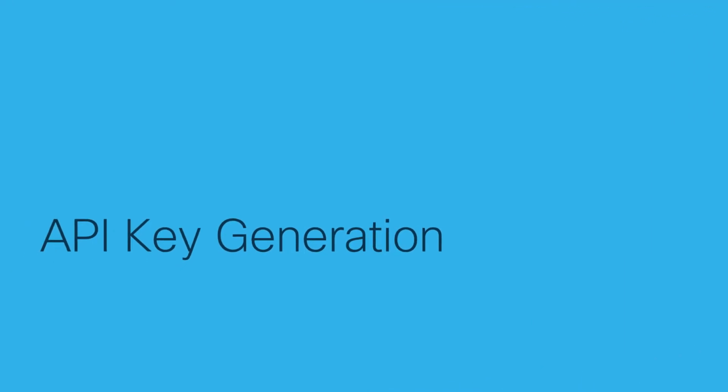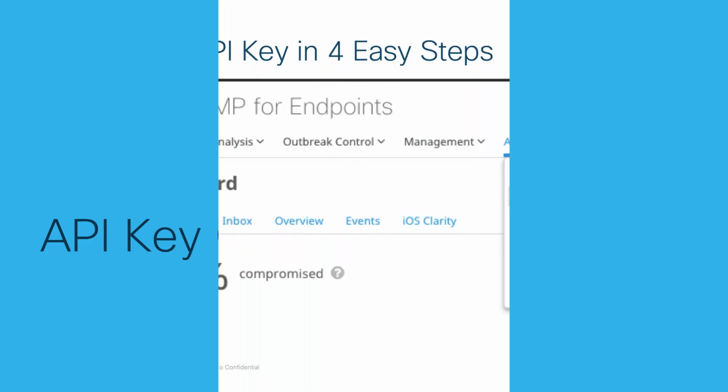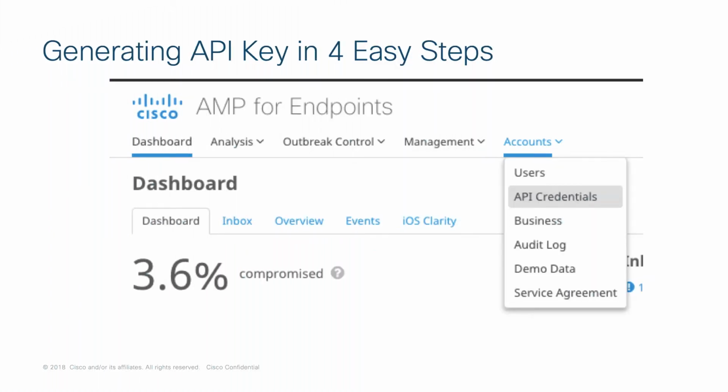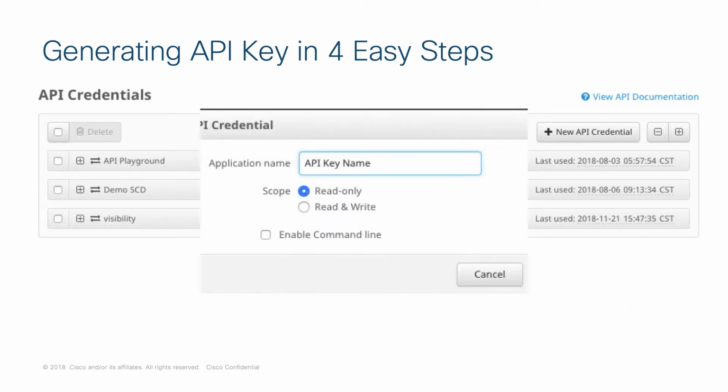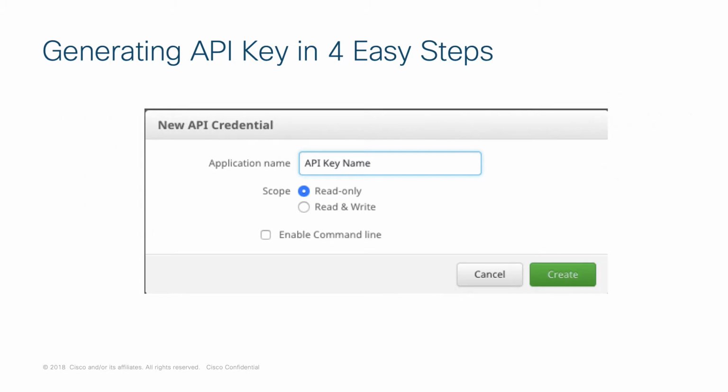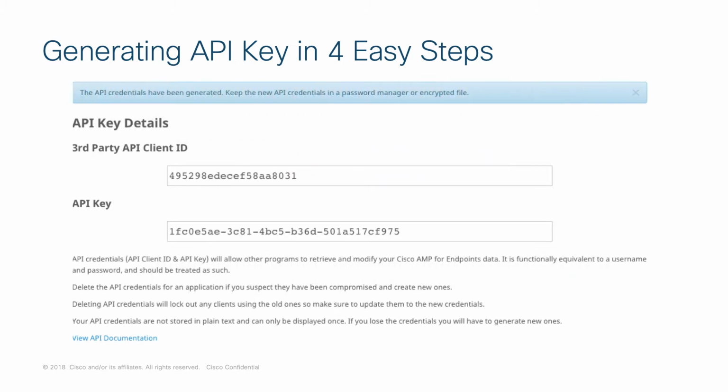AMP for Endpoints API calls use basic authentication. As such, users must first provision an API client user ID and API key. Simply log in and select the Accounts dropdown, then click API Credentials. Click the new API Credential button on the right-hand side. Input a meaningful application name for your API key, assign read-only or read-write permissions, and choose whether or not to allow access to command line data via this API key. Finally, click Create. You will be presented with your API client ID and API key.